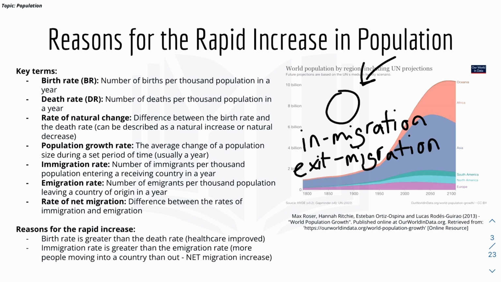So here are some reasons for the rapid increase. The birth rate is greater than the death rate as healthcare improved, and the immigration rate is greater than the emigration rate, meaning more people move into the country than outside the country. And this is due to things like better job opportunities or better healthcare or different things that pull people into a country.